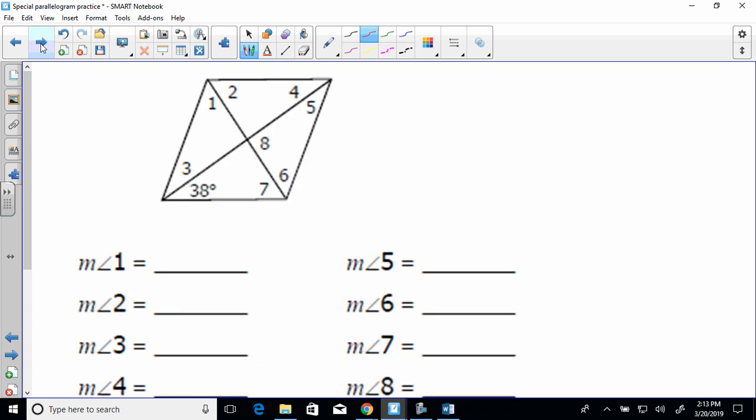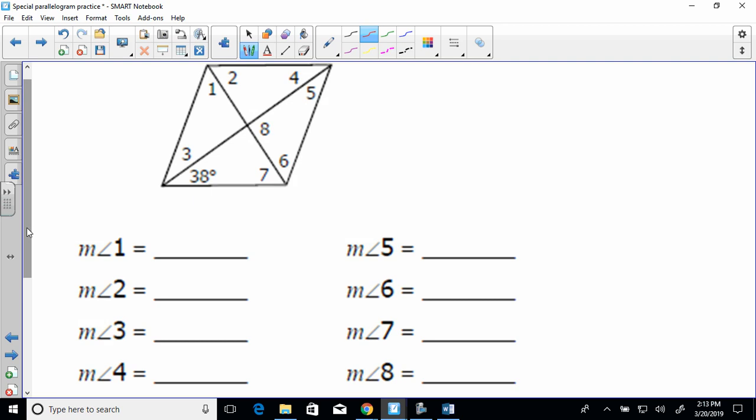Example 3. This one is also a rhombus, and so we want to find some missing angles. I'm not necessarily going to move in order, but what I do know is that in a rhombus, the diagonals bisect the opposite angles. So that means 38 is going to be the same as 3 because that diagonal bisects it. So 3 is also going to be 38 degrees.